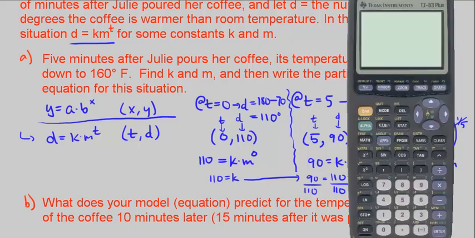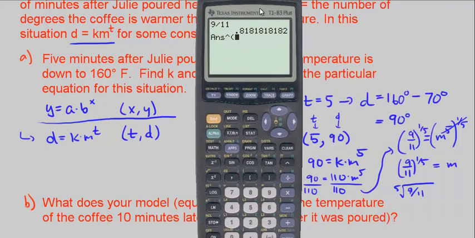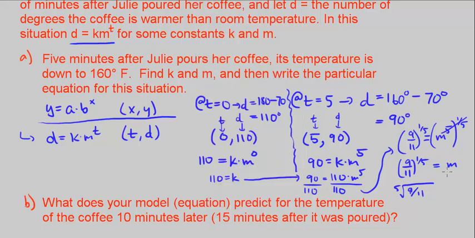Or if we plug this into our calculator, just 9 over 11, we could take it to the power of 1 over 5, right? And we can say m is equal to 0.96066056884. But I'm going to leave it as it is and just say this is m, right here. The 5th root of 9 over 11. And this is k right here.